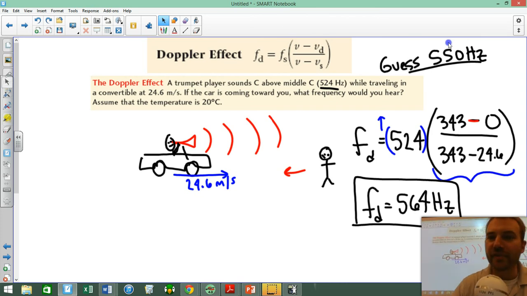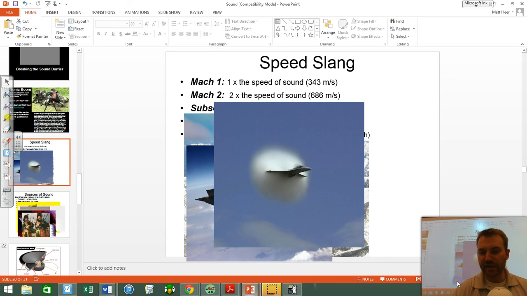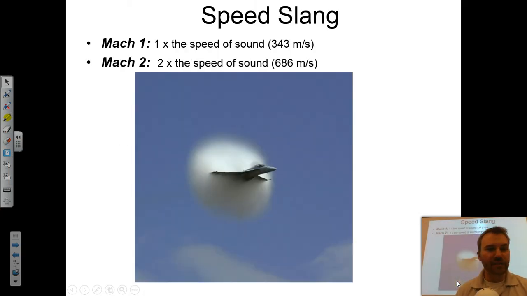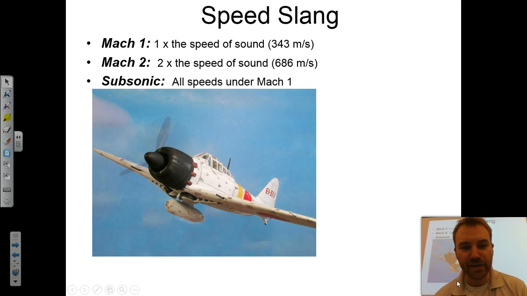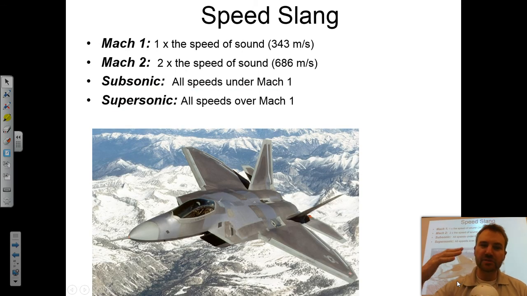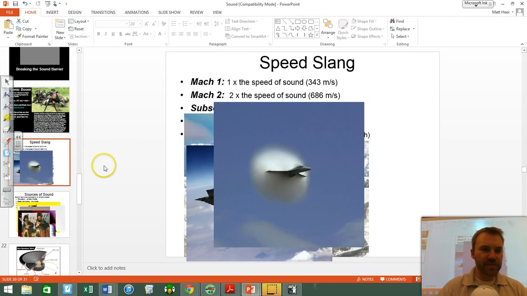And I had mentioned before, these are some terms we use when we get going faster than the speed of sound. I got some speed slang here. Mach 1, that's 1 times the speed of sound. Mach 2 is 2 times the speed of sound. 343 meters per second at standard temperature and pressure, and 686. Subsonic, when you go below 343, this is a picture of a subsonic plane. Supersonic, any speed over Mach 1. So if you go faster than the speed of sound, supersonic. Hypersonic, that's actually something that some planes are getting into now, where you go over Mach 5. That's 3,800 miles an hour. So that's just a little bit to know about some speed slang.